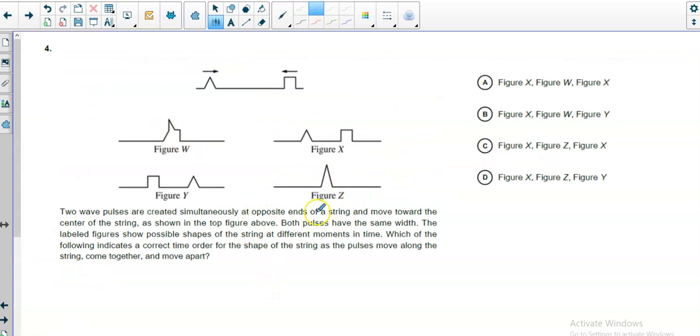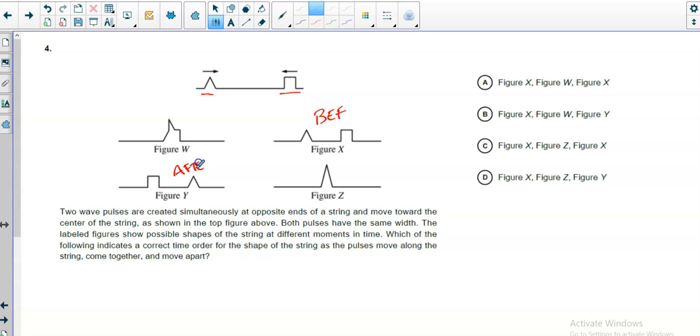So for this one, first off, what I want you to know is that these two waves are going to do funky stuff when they're overlapping each other, but when they get past each other, the triangle will be over here and the square will be over here as if nothing happened. So before they collide, it's this. After they collide is this.